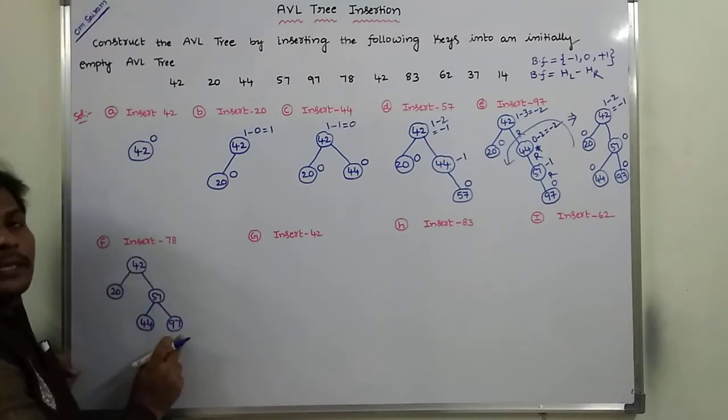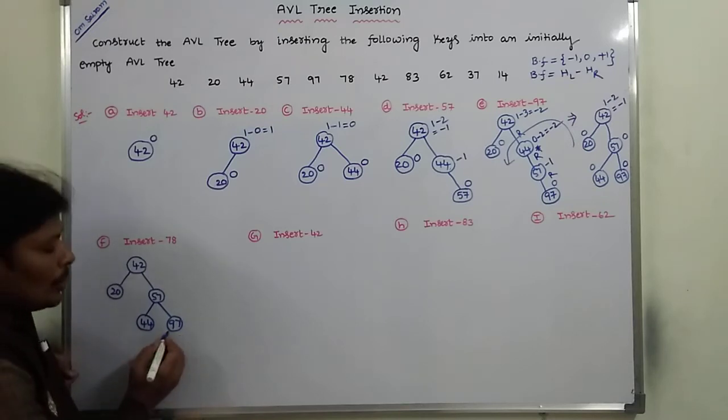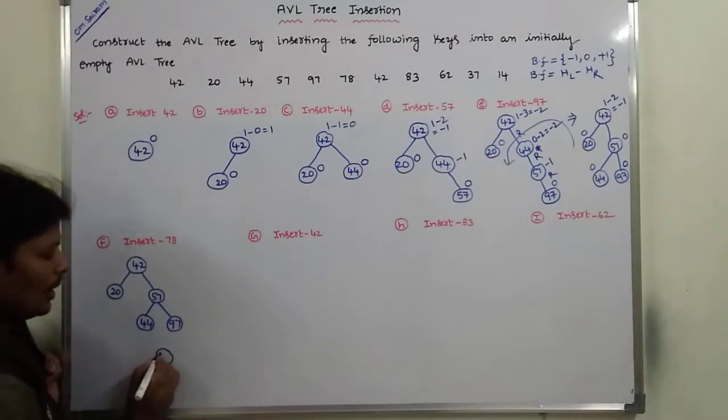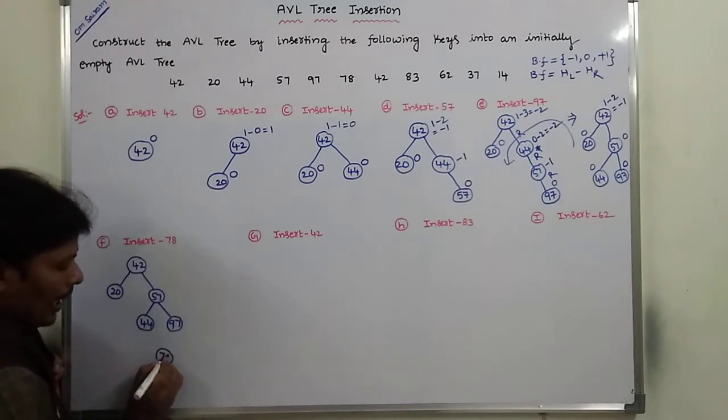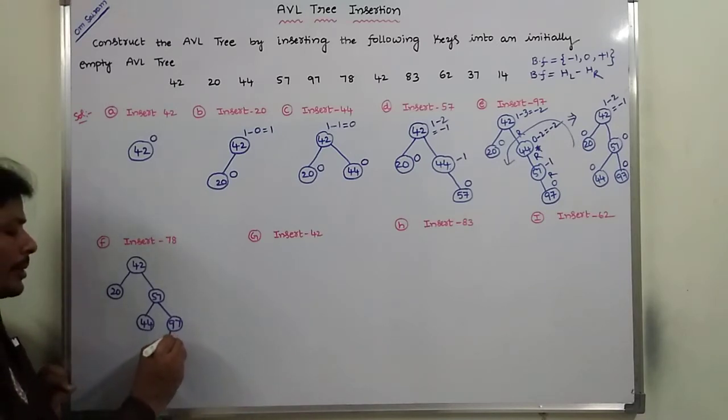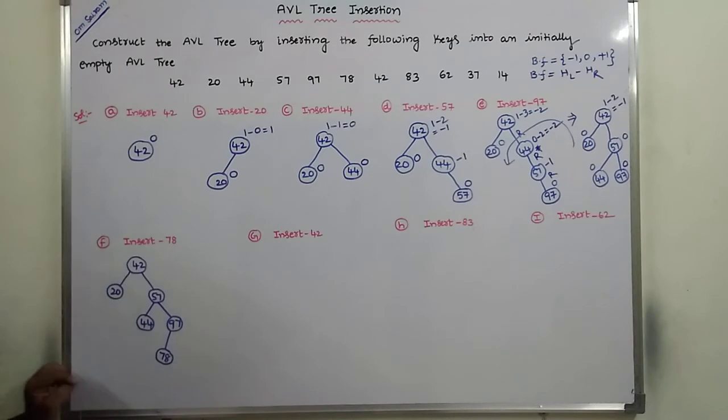78 is compared with 97. So 78 is lesser, so then go to the left subtree. Here the left subtree is empty. So we have to create a new node and insert the value 78 in this node, and so 78 is the left child of 97. So now calculate the balance factor.